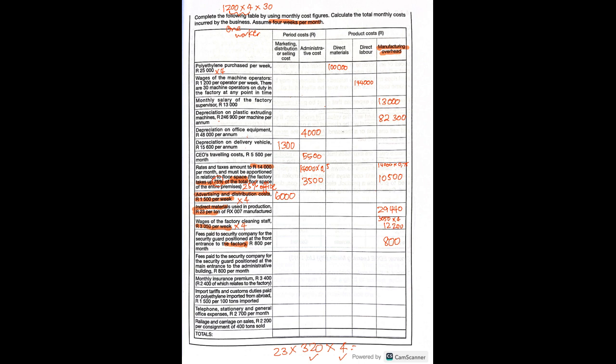Your keywords here said to you that this is the fees paid to the security company for the security guard positioned at the entrance of the factory. So immediately here, you know that it is for the factory, so it's going to be a manufacturing overhead, and it's already on a monthly basis, so we don't need to calculate any further. Then the same thing happened with the next item. It's also fees paid to the security company for the guard positioned at the main entrance, but this is to the administrative building, so it's 800 Rand per month as well.